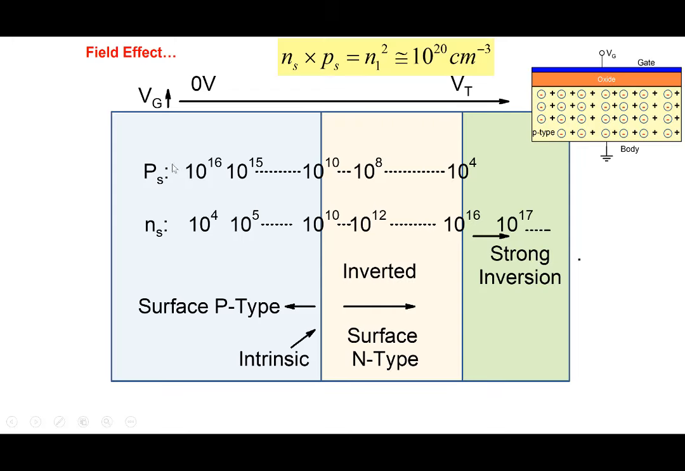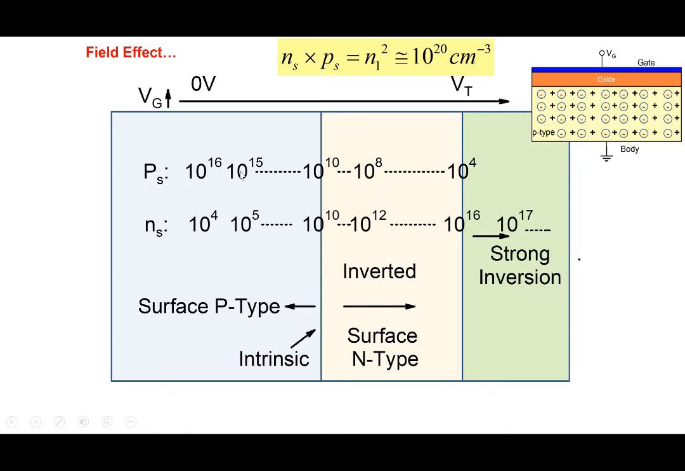So what happens is the hole density at the surface, which was initially 10 to the 16, because the doping was 10 to the 16, starts from 10 to the 16, but then goes to 10 to the 15, 14, 13, 12, 11. It starts to decrease as we apply higher and higher values of Vg. But note that as Ps is decreasing, Ns has to increase, because the product Ns times Ps is ni squared. So it starts from 10 to the power 4, 10 to the power 5. At this point, the whole region is p-type. The surface is p-type. p is greater than n.